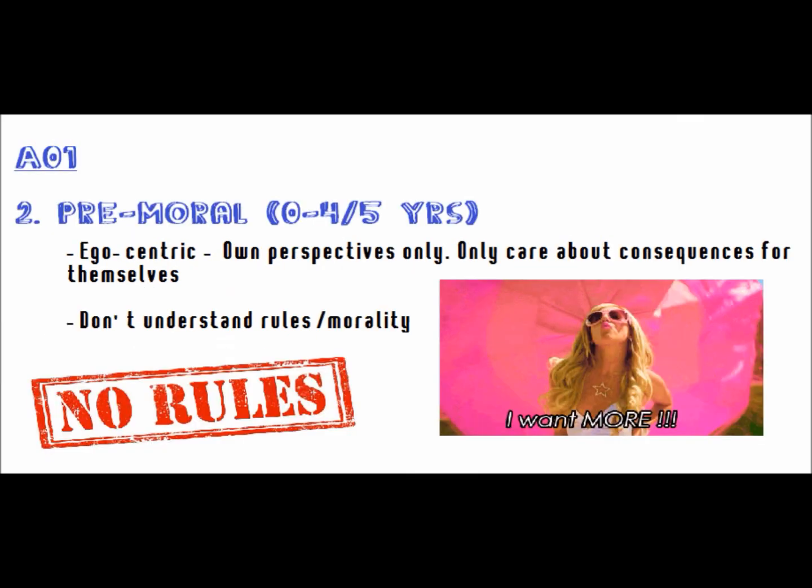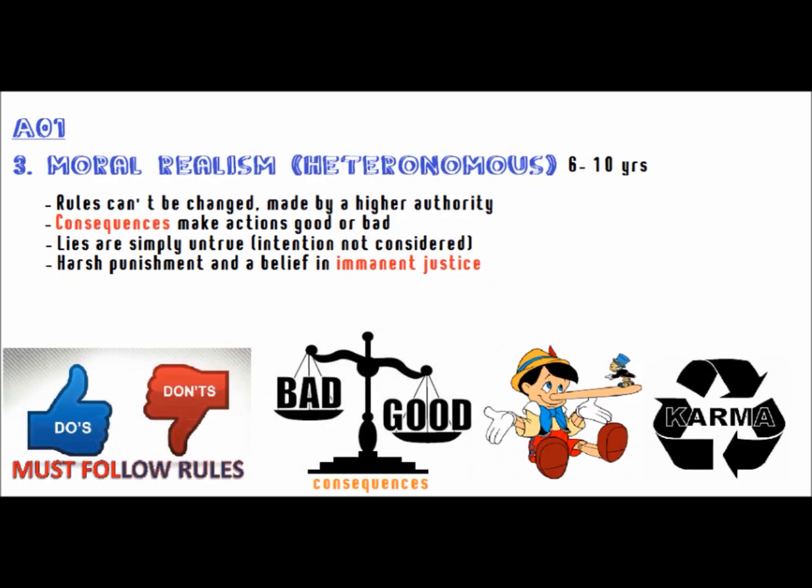The pre-moral child, ages 0 to 4 to 5, doesn't understand rules. They are egocentric, meaning they only see the world from their own viewpoint. A heteronomous child in the moral realism stage, age 6 to 10 years, understands that rules can't be changed as they're made by a higher authority. They believe consequences make actions good or bad, and believe in harsh punishment and imminent justice. This means if something bad happens after you do something bad, it was punishment for what you did. As intentions aren't considered, lies are defined as simply things that are untrue.